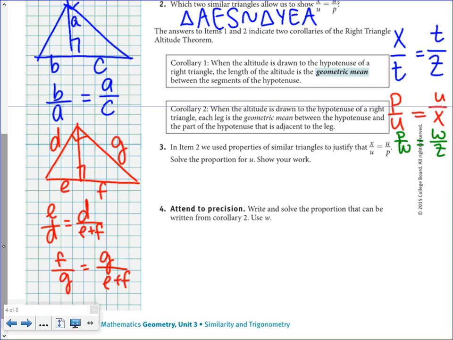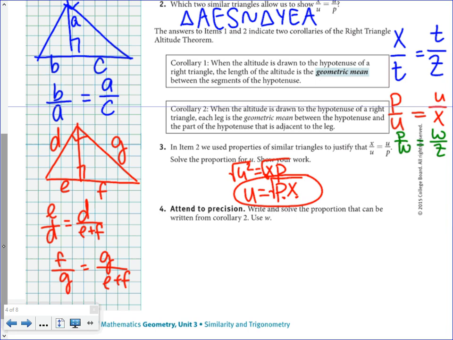So in item 2, what we were just looking at, we use properties of similar triangles to justify that we could say X over U equals U over P. And we want to solve that proportion for U. So if you cross multiply, you would get U squared equals X times P, and then you can take the square root, and so U is the square root of X times P. So you could even, if you know you're looking for your geometric mean, just put your numbers, multiply them and take the square root. You don't have to even set up the ratio if you would like. I typically set up the ratio, but that's up to you.